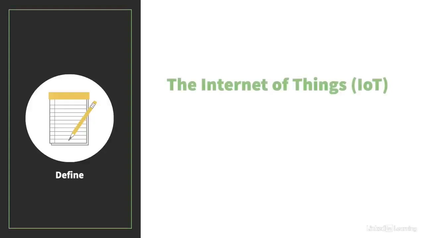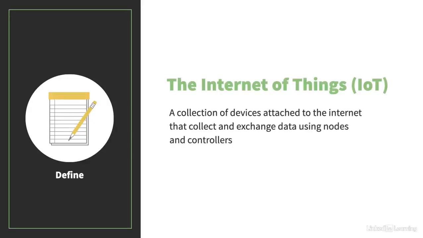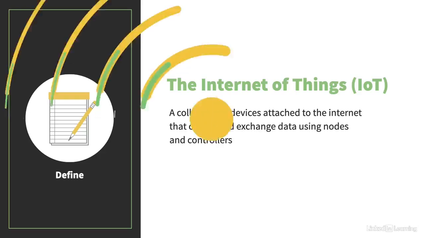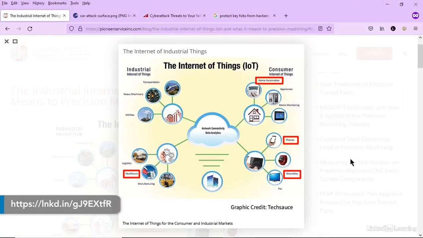The Internet of Things represents a collection of devices attached to the Internet that collect and exchange data using nodes and controllers. In this segment, we'll discuss some best practice guidelines when dealing with an IoT device. First, let's take a look at some of the many devices that exist to improve our lives.